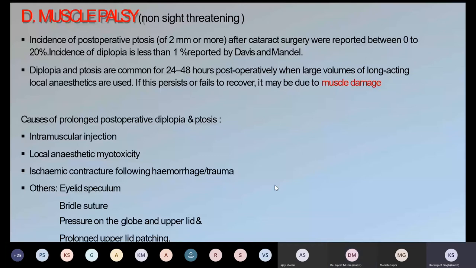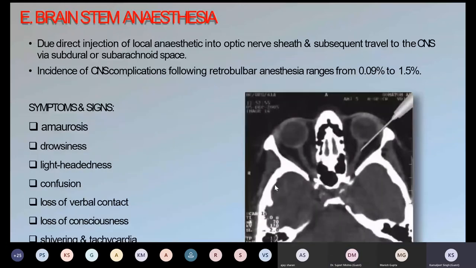The biggest complication is when you go with a needle there, you go inside the optic nerve sheath, and you can puncture the sheath and go through the meninges into the brain, and brain stem anesthesia can occur, and the patient may even have problems like hemiplegia, drowsiness, confusion, all these things start occurring, and may even lose consciousness.